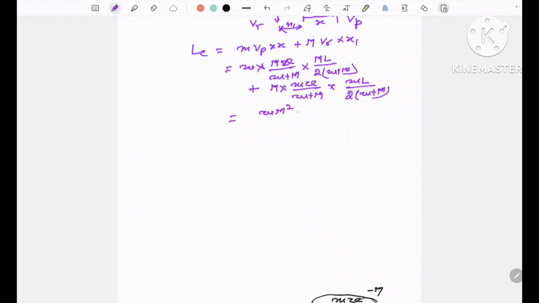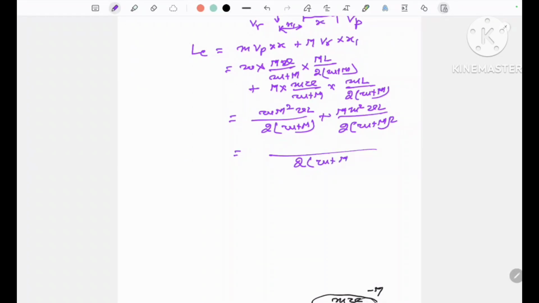That gives m M squared vl upon 2(m plus M) squared plus m M squared vl upon 2(m plus M) squared, which simplifies to m M vl by 2(m plus M).